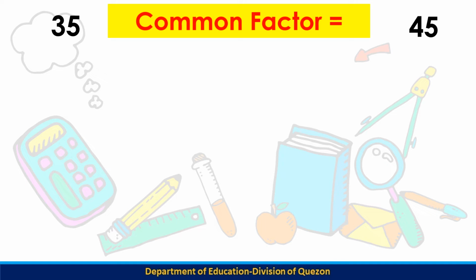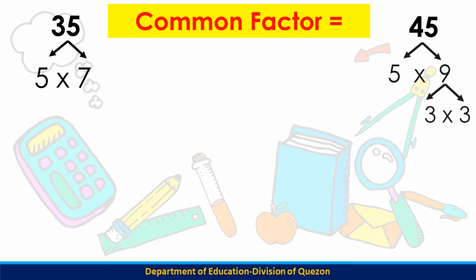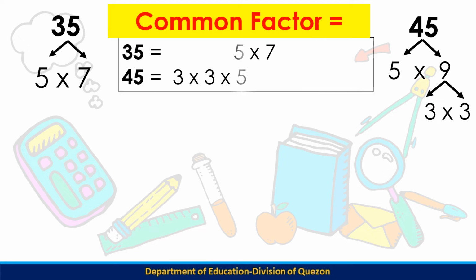Ang ginamit palang method dito is prime factorization, which is in 35, we have 5 times 7, and in 45, we have 5 times 9, and the 9 has 3 times 3. So, we have 35 equals 5 times 7, and 45 equals 3 times 3 times 5. The common factor here is only 5.